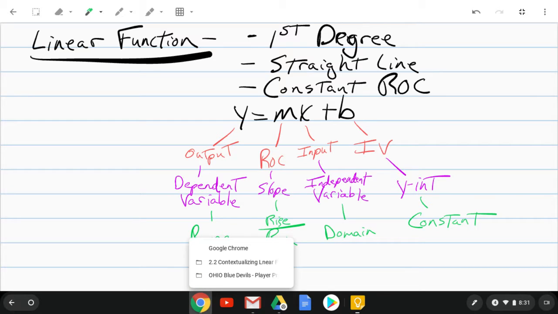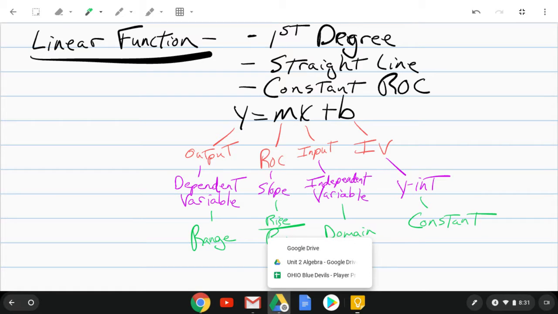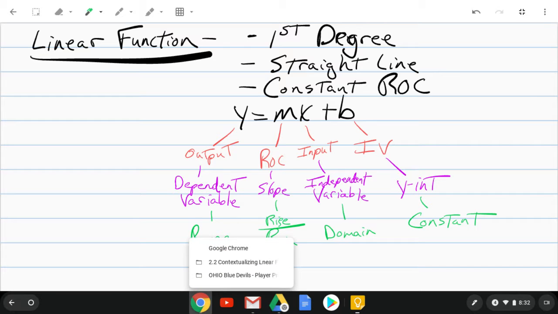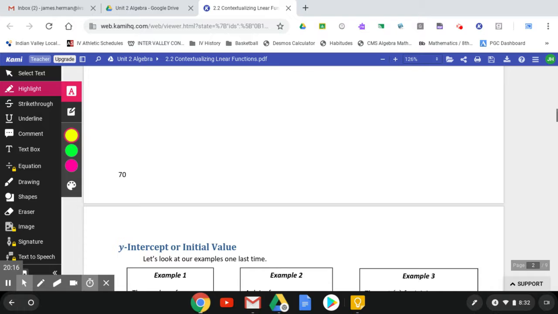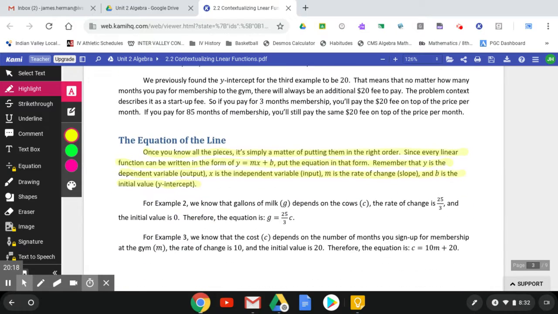Oh, where'd it go? Where did it go? Come on. There we go.